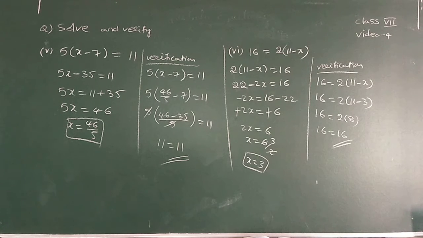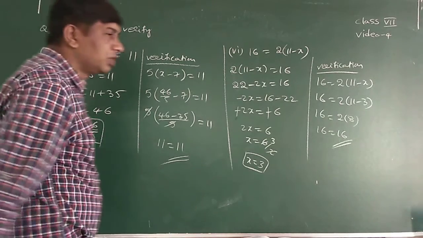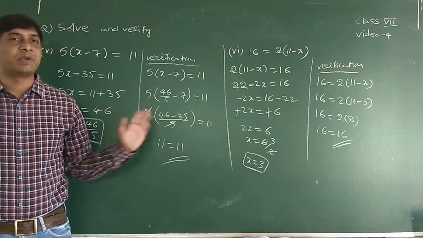X is equal to 6 by 2. 2 ones are 2, 2 threes are 6. X is 3. Now verification, substitute the values. 16 is equal to 2 into 11 minus x. 16 is equal to 2 into 11 minus 3. 16 is equal to 2 into 8, 16. 16 is equal to 16. Hence proved. Okay? Understood?